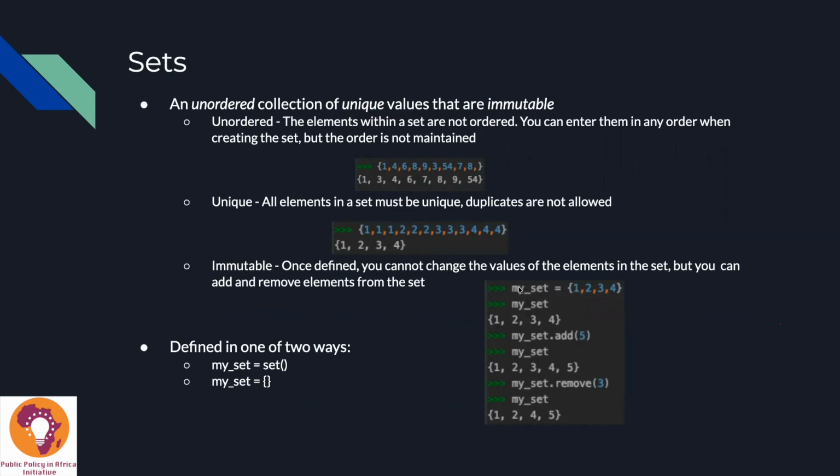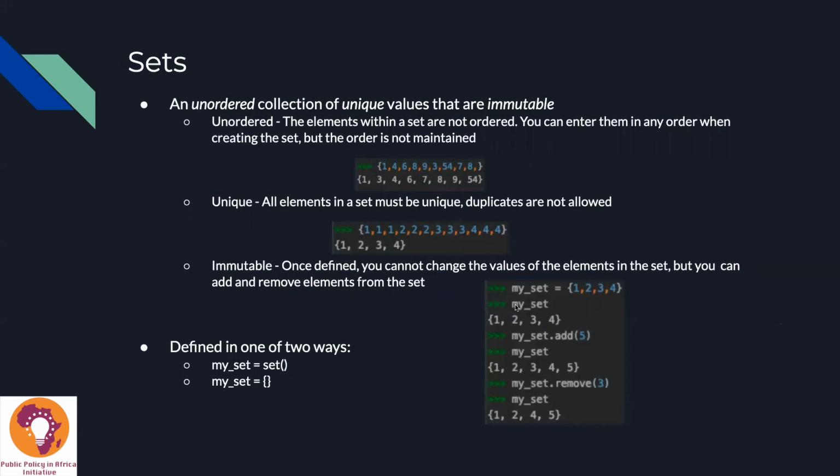So I created a variable called my_set, and I assigned it a set containing the numbers 1, 2, 3, and 4. So the elements in my set are 1, 2, 3, and 4. And notice they're separated by commas. That's how we typically separate the values of our data structures. And we used our squiggly brackets to identify that it's a set.